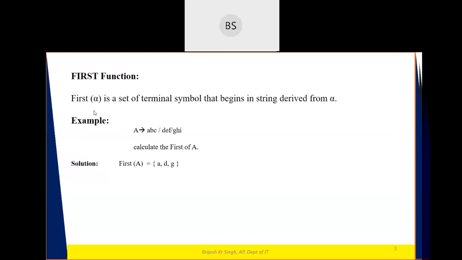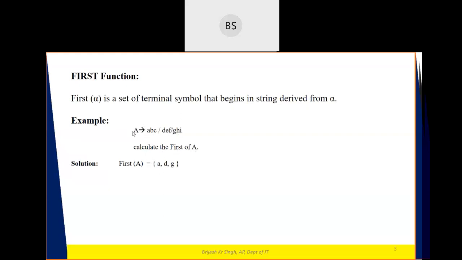FIRST of alpha is the set of terminal symbols that begin a string derived from alpha. For example, suppose we have a grammar. As you know, a set of production rules is known as a grammar. A produces abc, another production A produces def, and another production A produces ghi. Then calculate the FIRST of A.